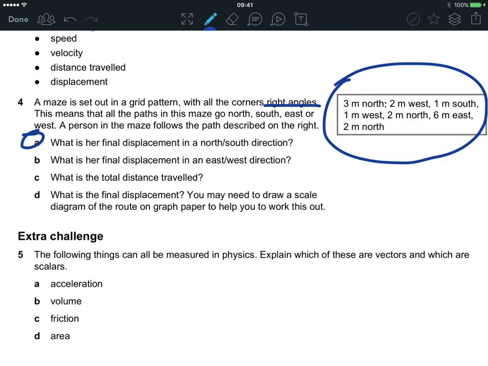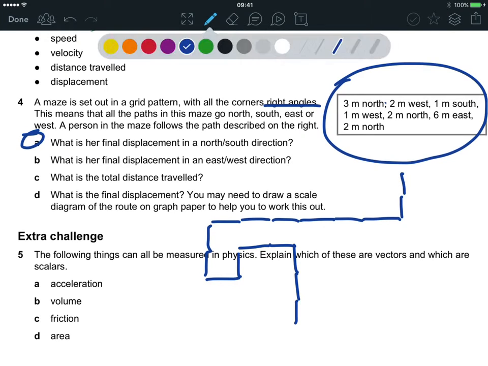So I'm going to attempt to draw this. I'm going to draw it down here. So she's going 3 meters north, then 2 meters west, 1 meter south, 1 meter west, 2 meters north, 6 east, 1, 2, 3, 4, 5, 6, and then 2 north, 1, 2.